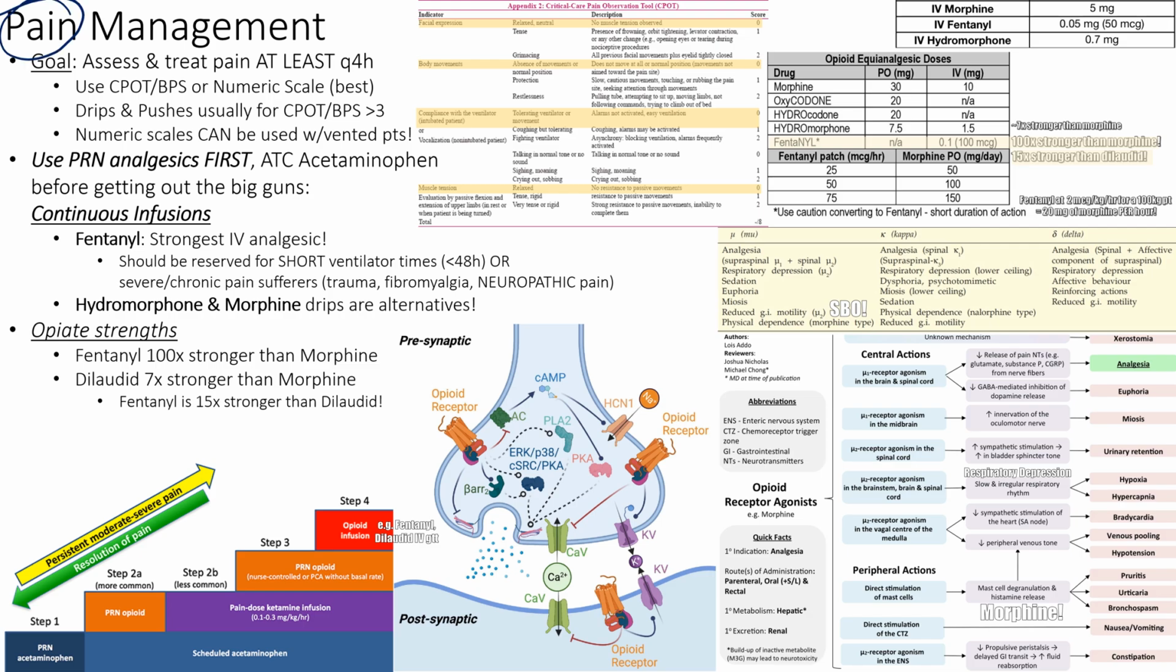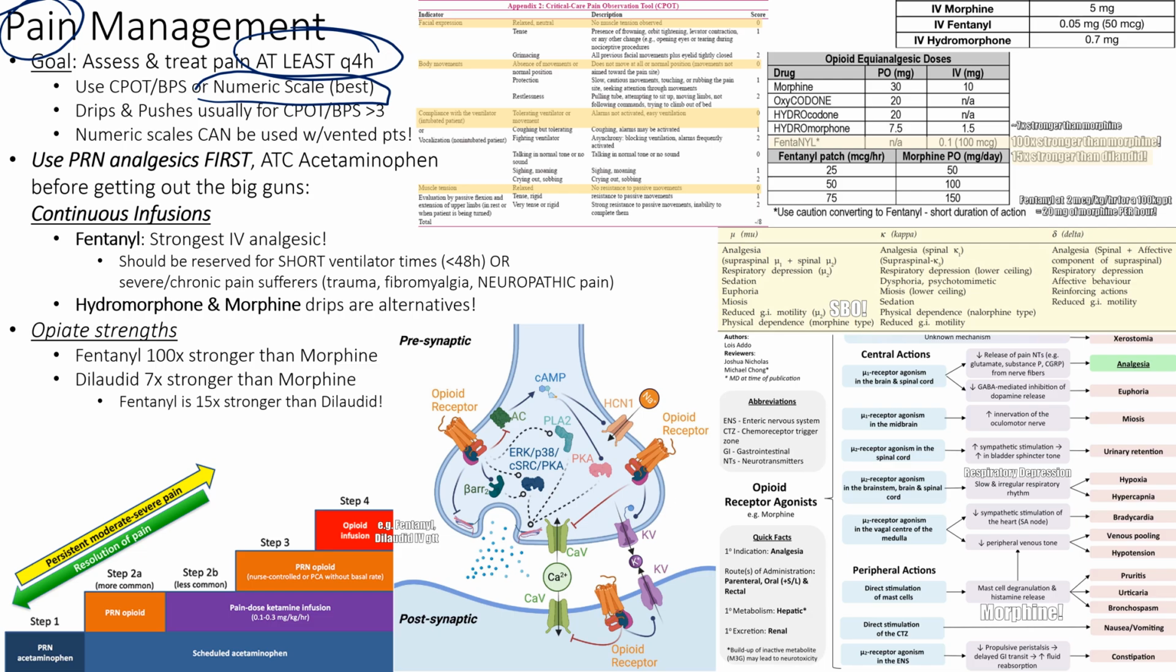Okay, so pain management. There's a recap on our letter A of the ABCDF bundle, right? So we're assessing and treating pain, at least how often? Every 4 hours. And how do you assess it? Numeric scale is the best. If they can wake up and tell you a number, they can show you numbers, that's perfect. That's actually the best scale you can ever use for pain.